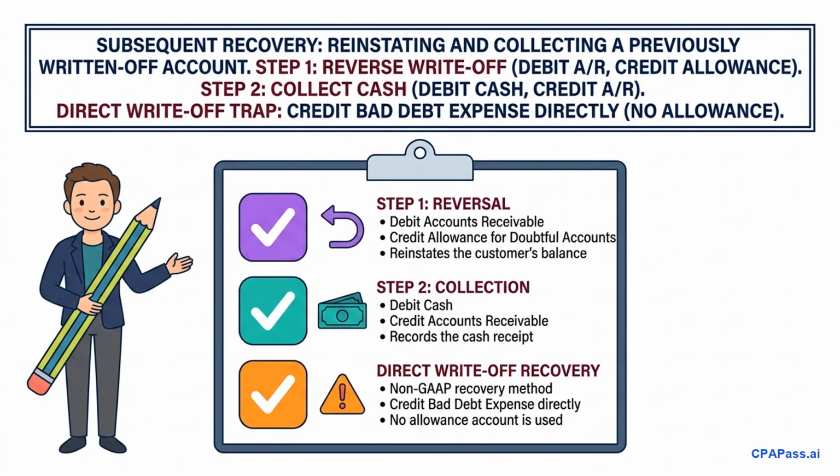Watch out for this examiner trap. Under the non-GAAP direct write-off method, no allowance account exists, so you must credit bad debt expense directly to record the recovery. Always identify which method the exam question is testing before selecting your journal entries.